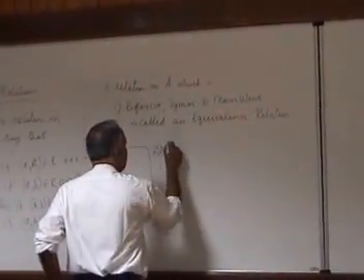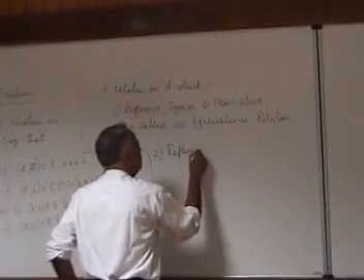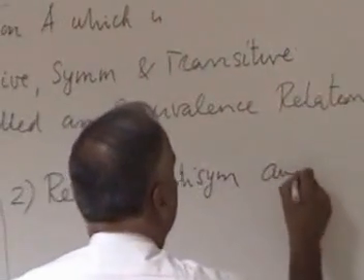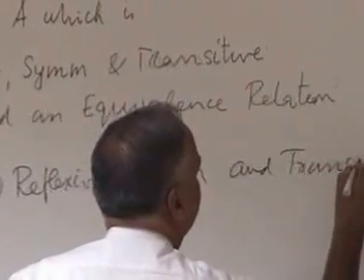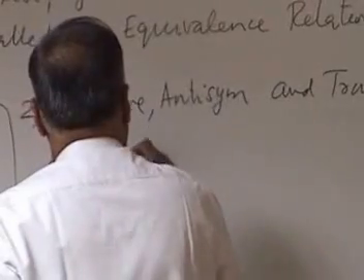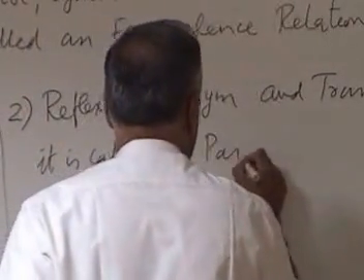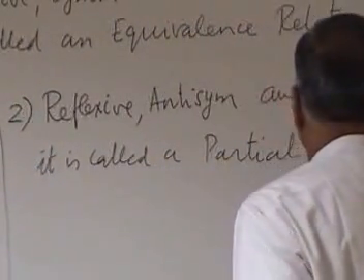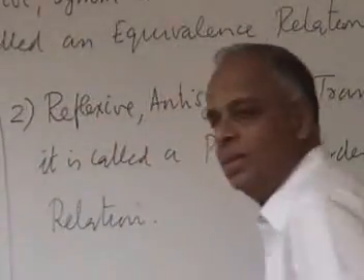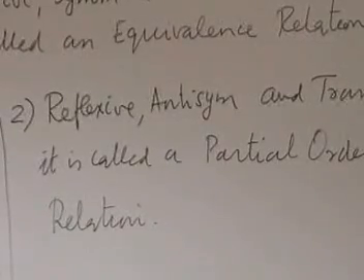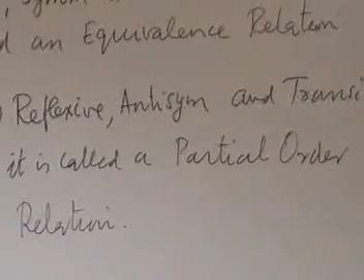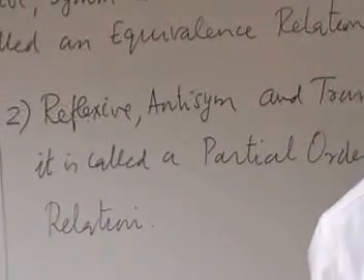Second, if a relation is reflexive, antisymmetric and transitive, it is called a partial order relation. Somebody may ask, can a relation be both an equivalence relation and a partial order relation? Of course, my answer will be: exercise. Find out the answer for that. Okay.